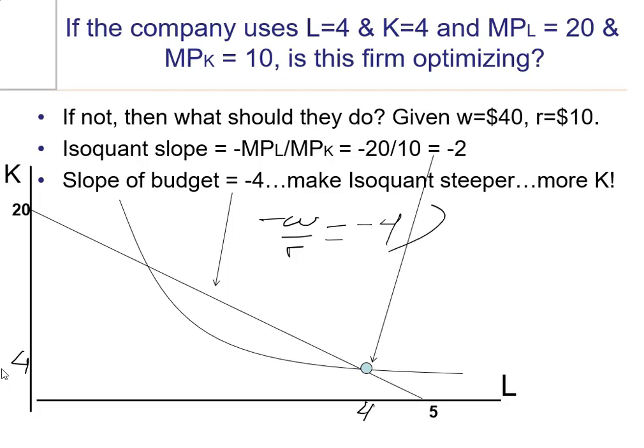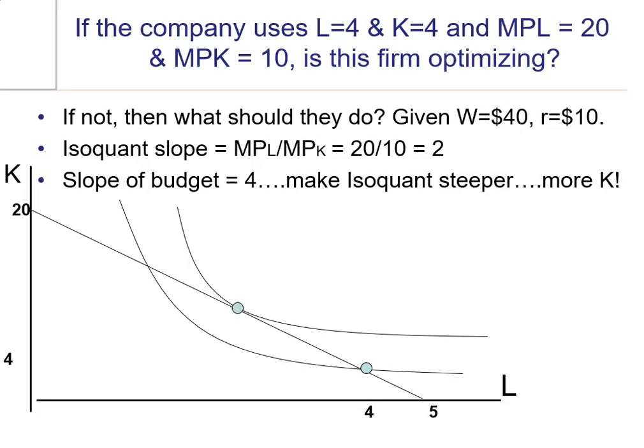So clearly negative 4 is not equal to negative 2. Or in this case, the slope of the isoquant is flatter than the slope of the isocost curve. So what do you need to do? You can't change the slope of the isocost, but you can change the slope of the isoquant by moving along the isoquant. And how do you move along the isoquant? You use fewer workers, and you're going to use more units of capital. So the firm's not optimizing. They should use more capital. They should use fewer workers.